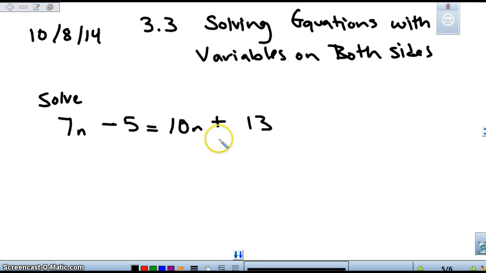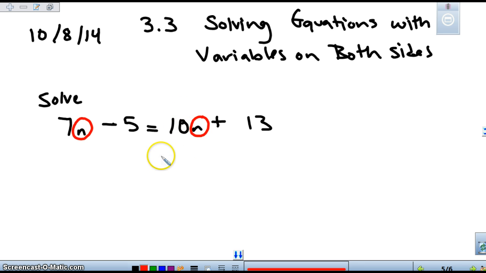Today we're solving equations with variables on both sides. If we need to solve 7n minus 5 equals 10n plus 13, our goal when we're solving an equation is to isolate the variable. As you can see, we have the variable on both sides of the equation. So the first thing we have to do is get the variable to one side.